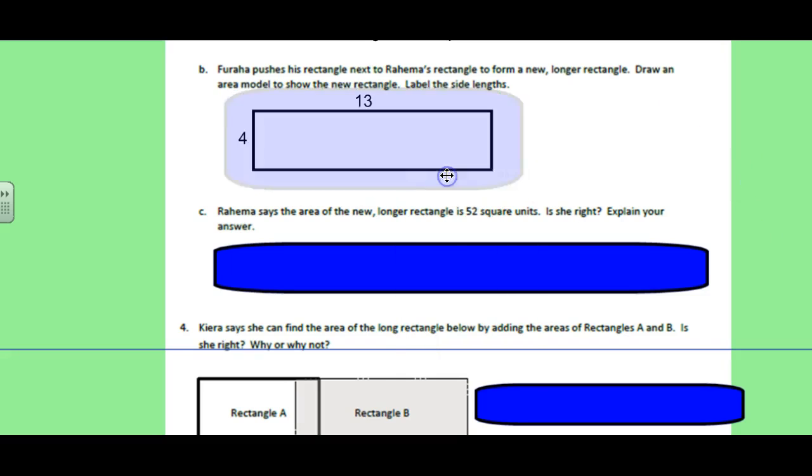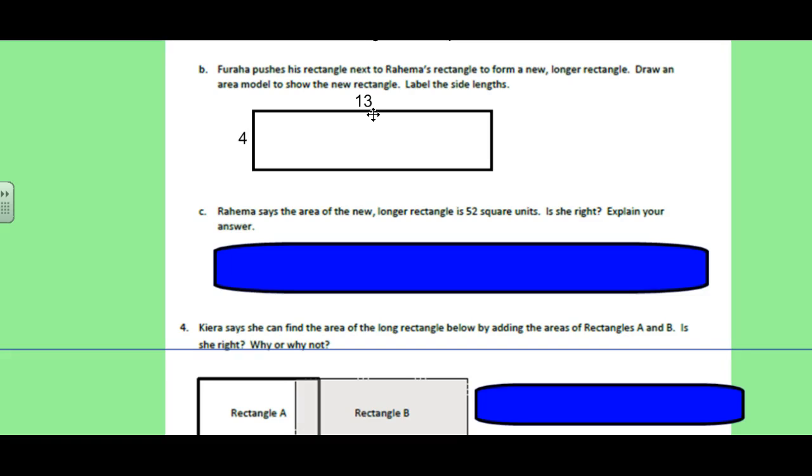Okay, so the new longer rectangle would have looked like this. I know that this side length is going to stay 4, but this new side length is 13, because for Furara's rectangle, the side length was 6, and for Rahima's rectangle, the side length was 7. So whenever I add 6 and 7 together, I get 13. Part C says, Rahima says the area of the new longer rectangle is 52 square units. Is she right? And explain your answer.